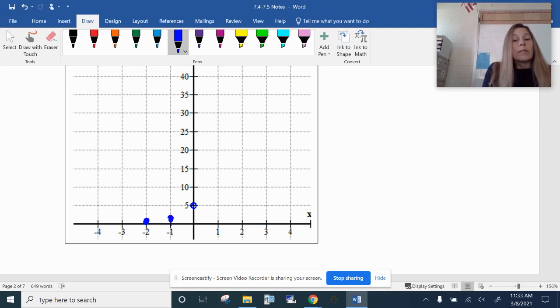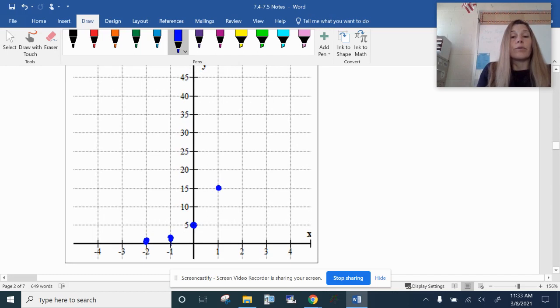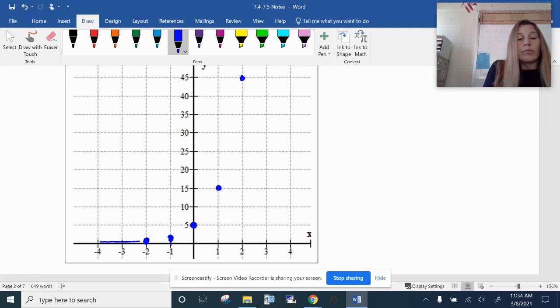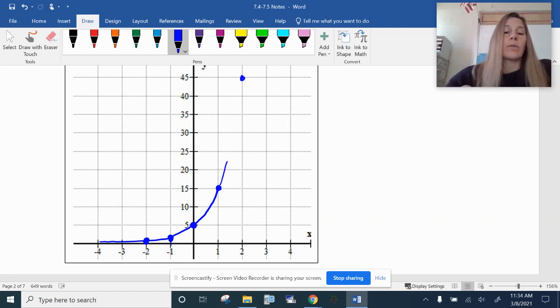Then my next point was 0, 5. Then my next one was 1 and 15. And then I had 2 and 45. You can see that this graph is really close to the x-axis, and then it starts to go up. And then as it curves, it goes up much more drastically.